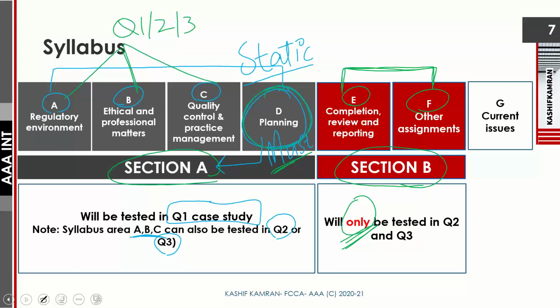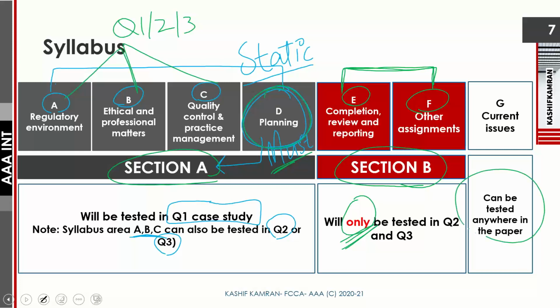Now comes the current issues. For current issues, if there is any current issue for your exam setting, I will be guiding you on that as well, on what the definition of a current issue in the AAA paper is. But if there is a current issue, see what the examiner is telling you. Can be tested anywhere in the paper. So if there is a current issue, there is no placement of the current issue. It can be tested anywhere. It can be in question 1, question 2, or question 3. So it can be tested anywhere in the syllabus.